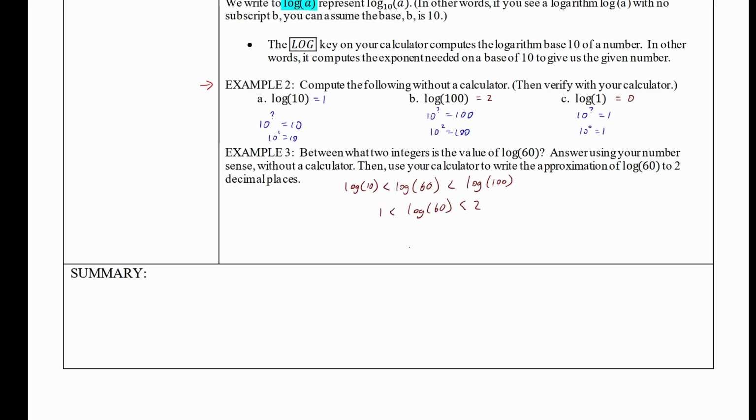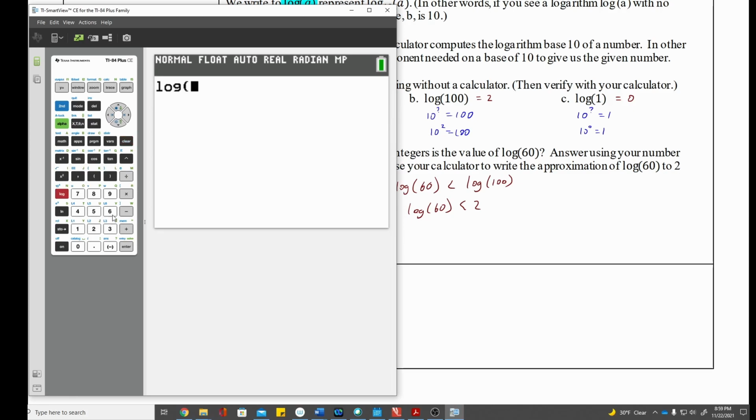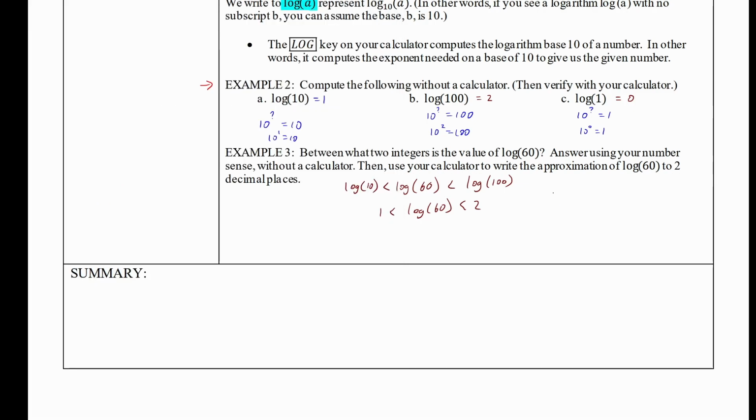That's my estimate. Now let's use our calculator to find out what it is as an approximation to 2 decimal places. I take the common log of 60, and I get 1.77815125. To 2 decimal places, second decimal place is a 7, but because the decimal after that is 5 or bigger, I want to round up. So I'm going to write 1.78. And indeed, that is between 1 and 2. So our approximation without a calculator was correct.